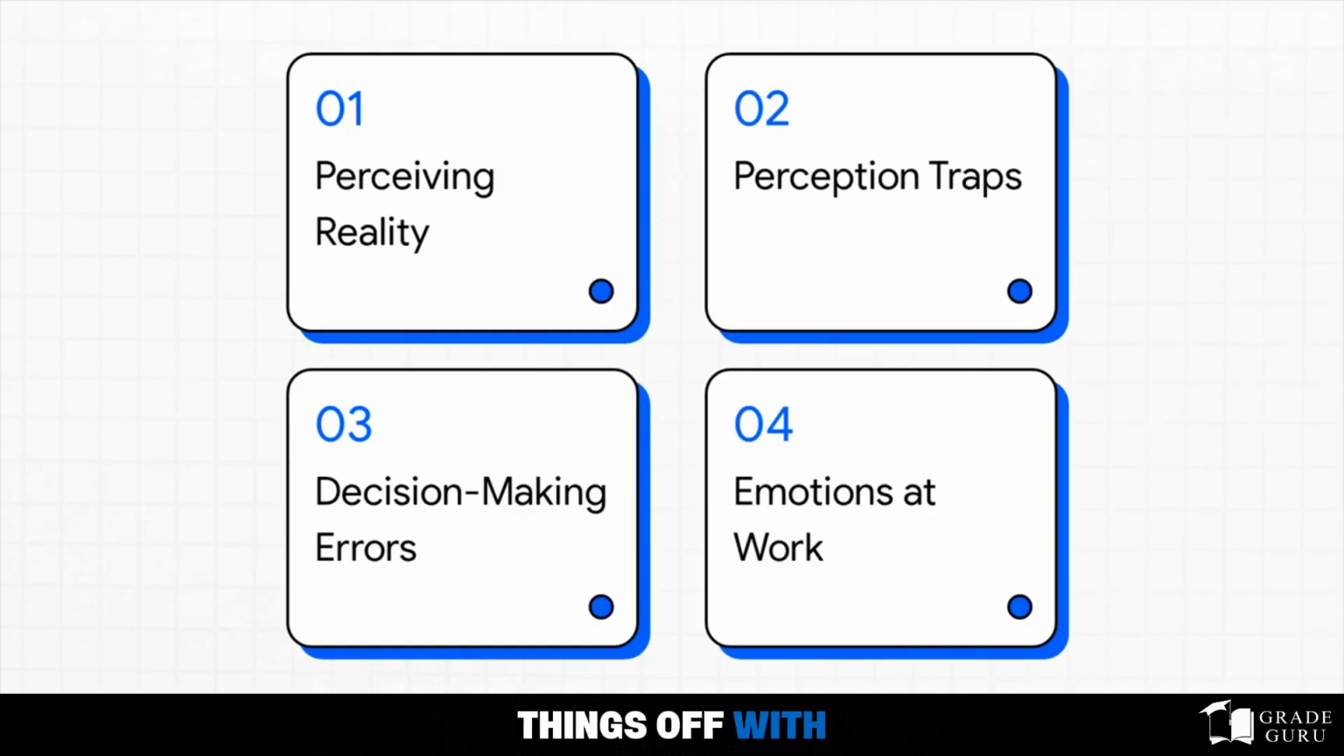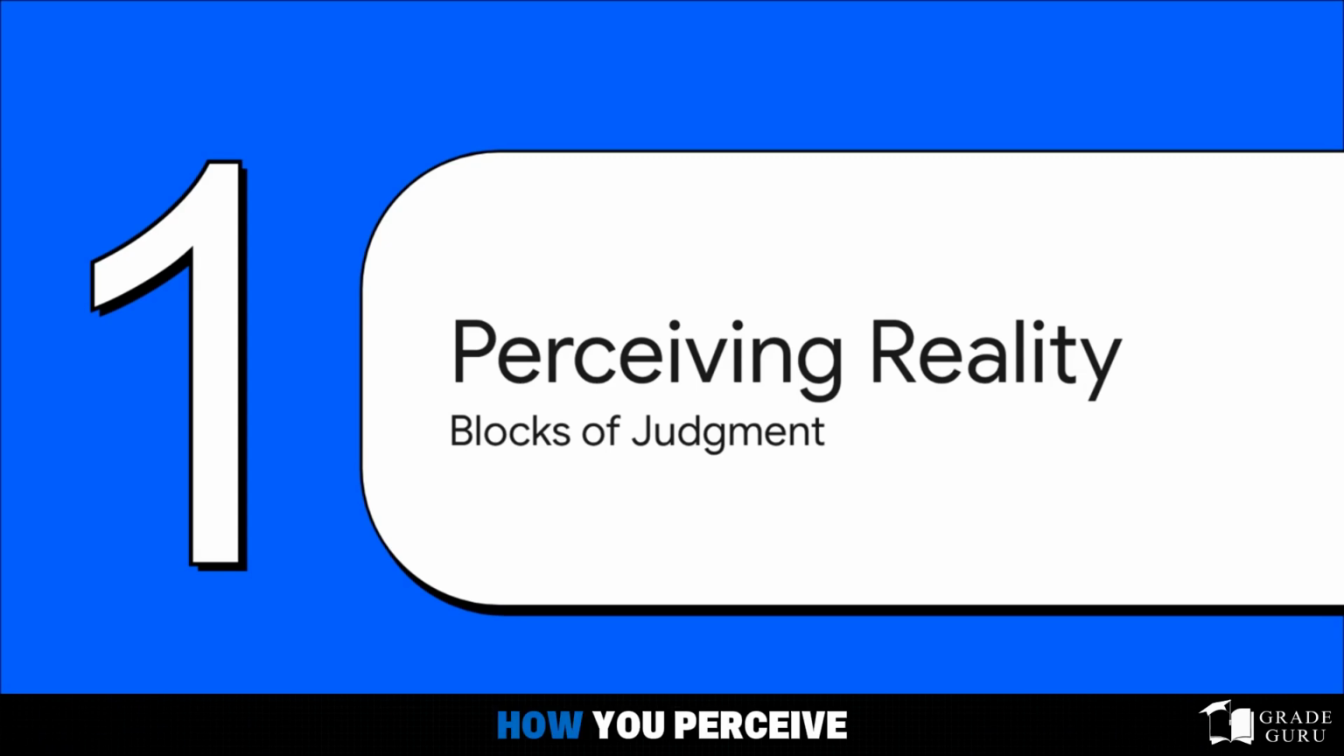We're going to kick things off with how you perceive reality. Then we'll dive into the common traps your perception can fall into. After that, we'll look at decision-making shortcuts and errors, and we'll wrap up with the huge role emotions play at work. Okay, first up, how you perceive reality. Let's get into the basic building blocks of how we all make judgments.